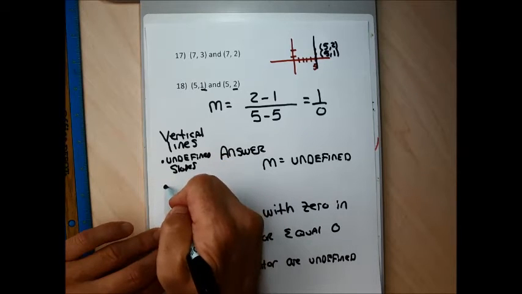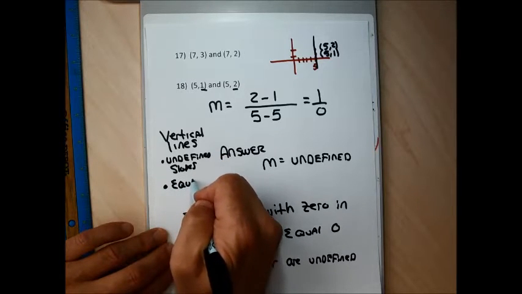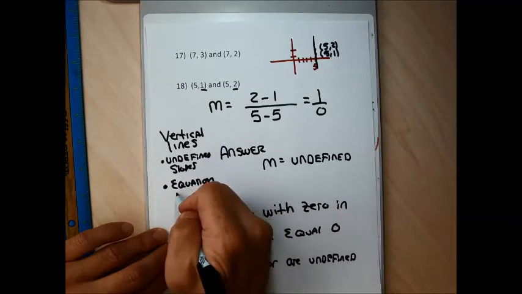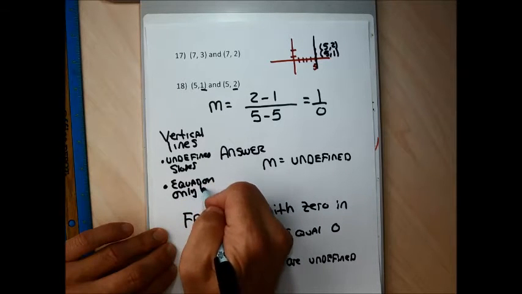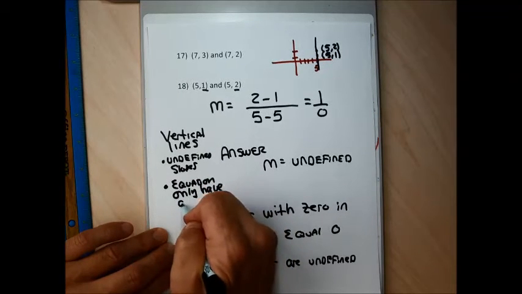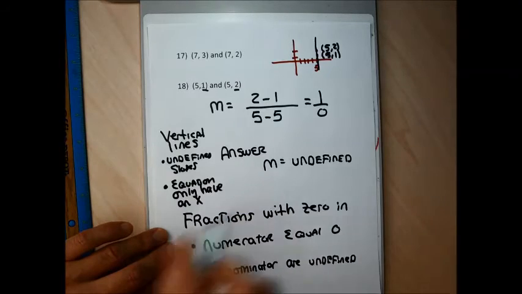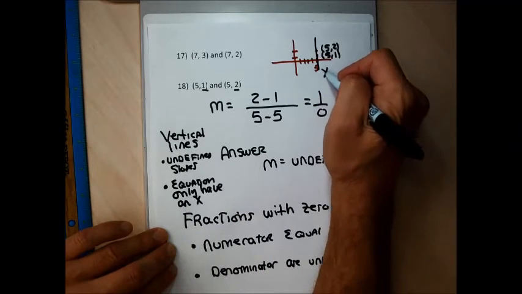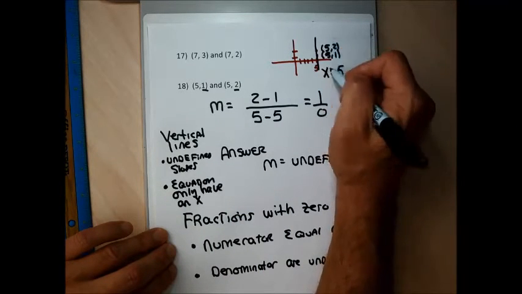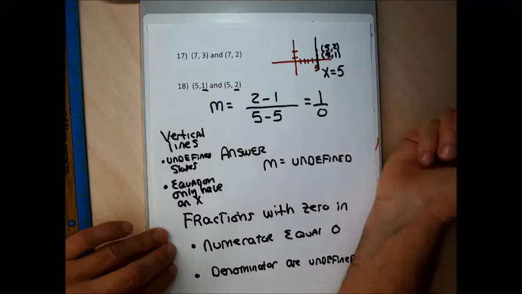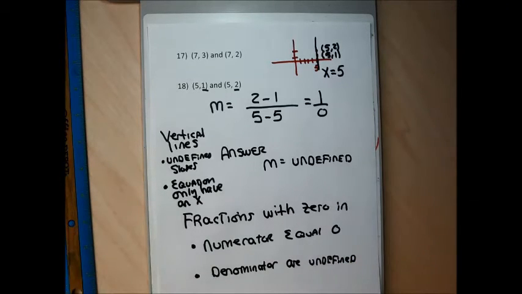and their equations only have an x. I wasn't asked to find the equation of that line that I just drew, but that line would have an equation x equals 5, because every point on the line would have an x-coordinate of 5 and the y-coordinates would vary. Alright, little extra there, but I'm sure this comes up in a bit.